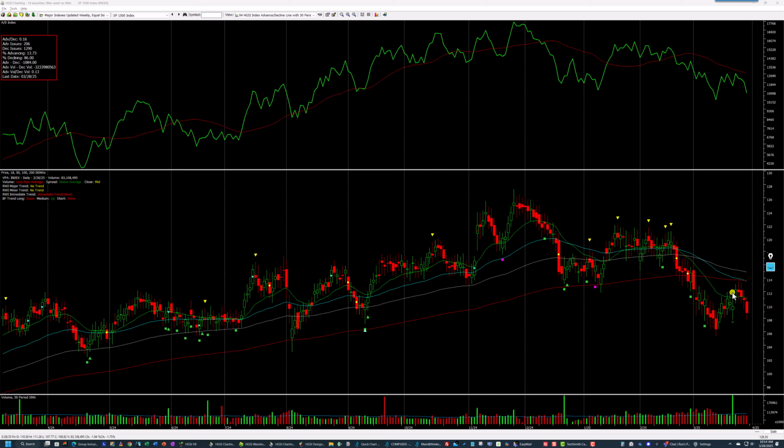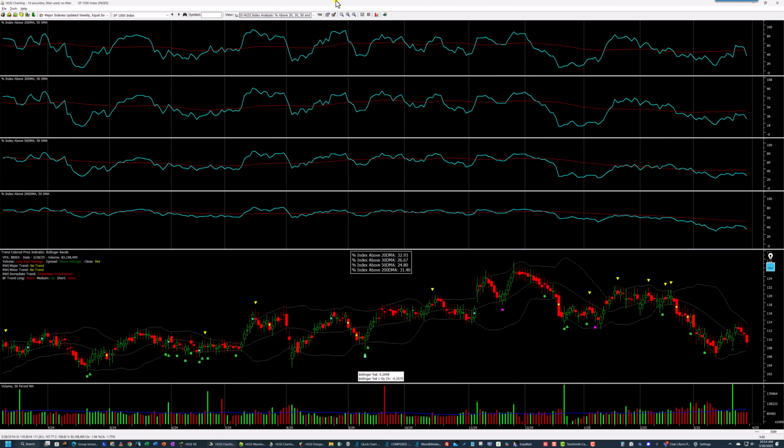And this is the percent above the 20, 30, 50, and 200-day moving averages, and you can see that this has been a long decline below the moving average on the 200. The market never really gained a lot of strength.